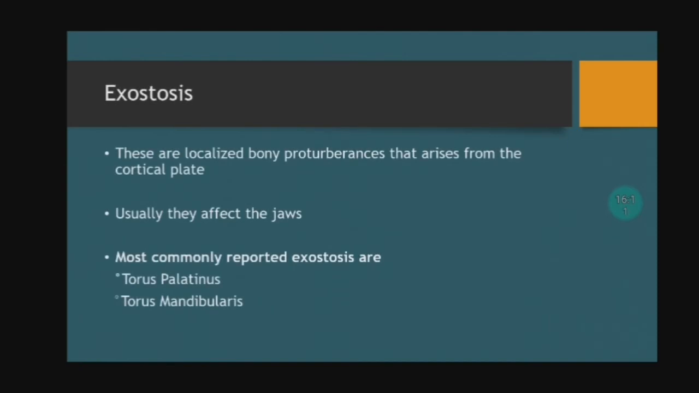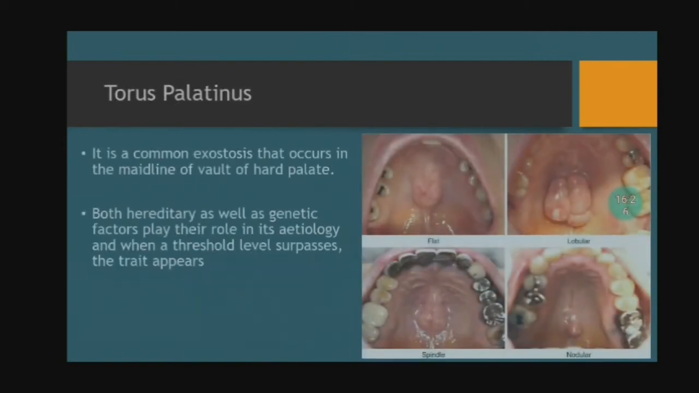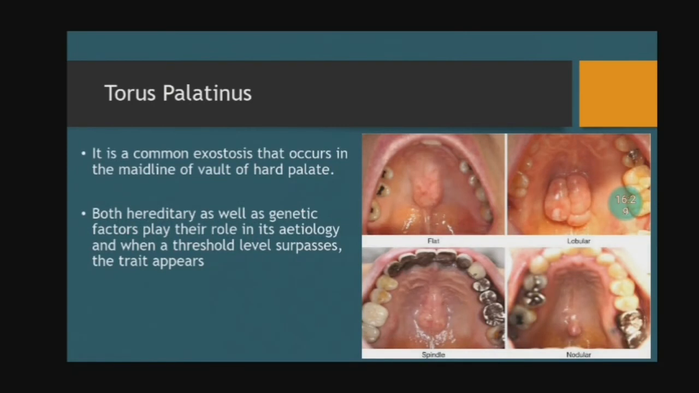Exostosis. These are localized bony protuberances that arise from the cortical plate. Usually they affect the jaws. The most commonly reported exostoses are the torus palatinus and the torus mandibularis. The torus palatinus is the bony protrusion on the palate. It is a common exostosis that occurs in the midline of the vault of the hard palate.